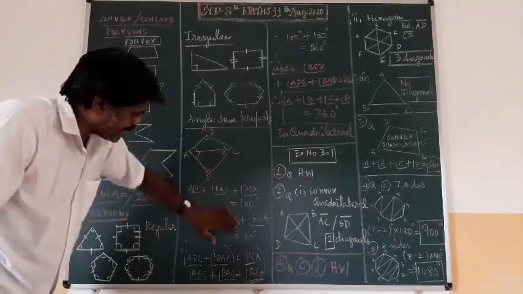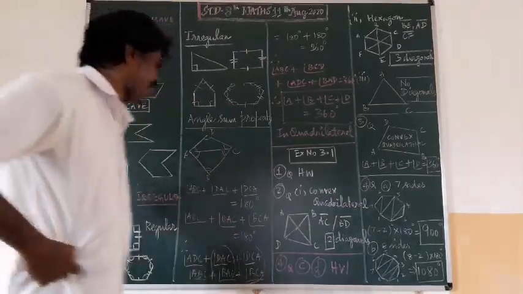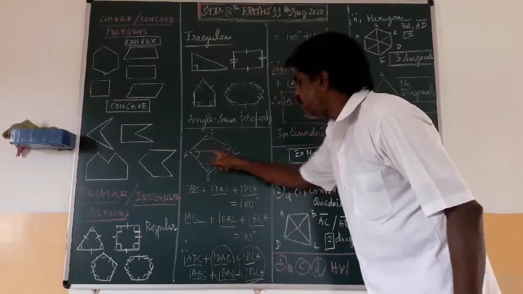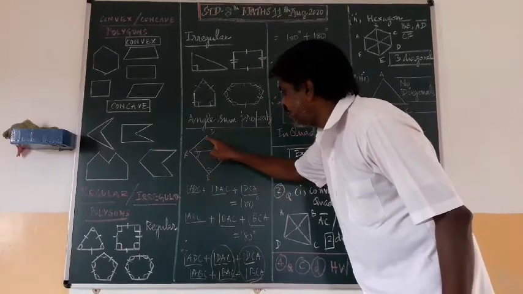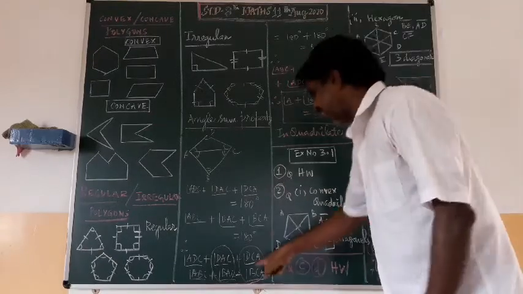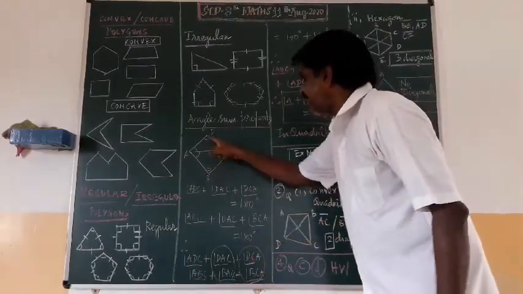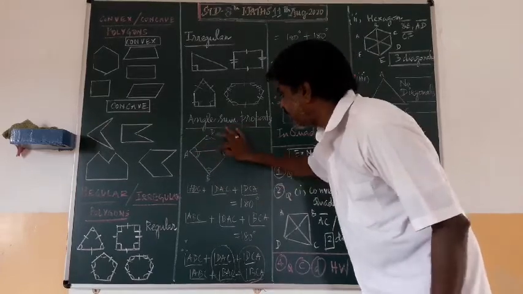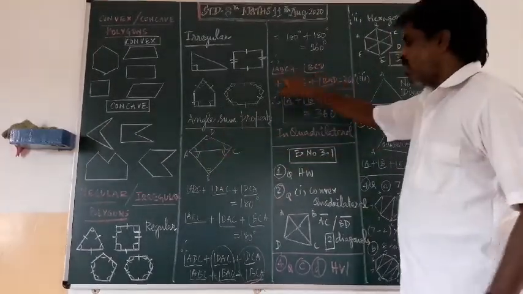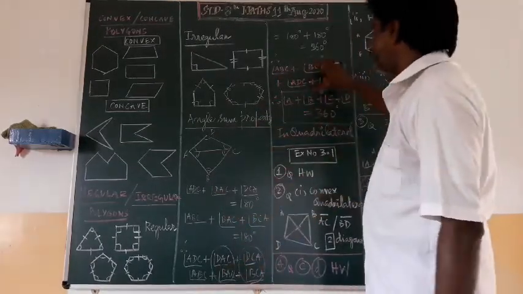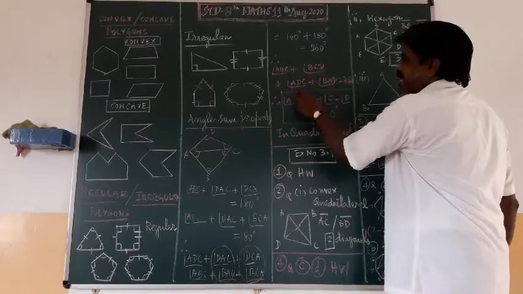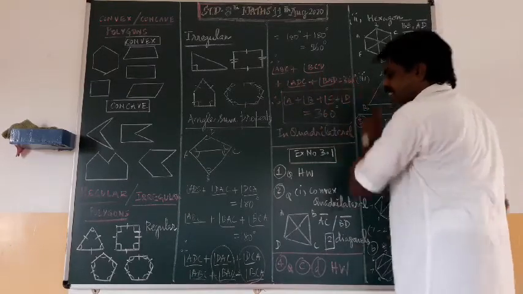So I am adding and grouping these angles. Angle BAC plus angle DAC is nothing but angle DAB. That only I have done. Clear? And here, BCA and DCA, the total angle is DCB. So all these four angles are grouped, making angle ABC, angle BCD, angle CDA, angle DAB equal to 360 degree.